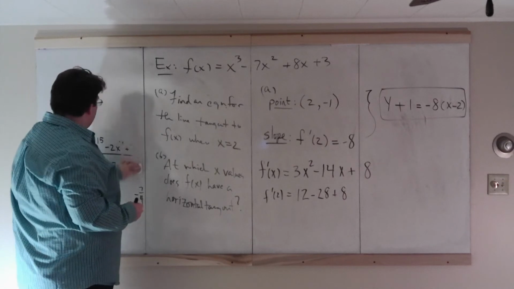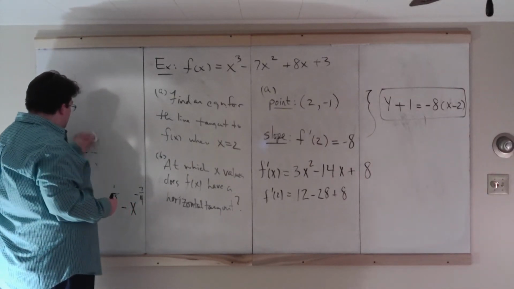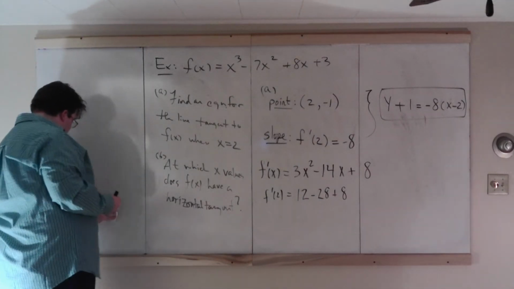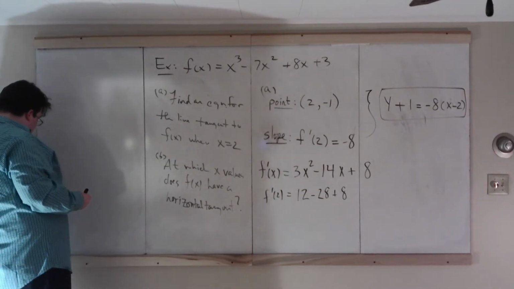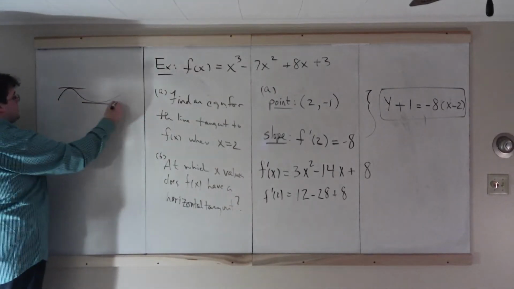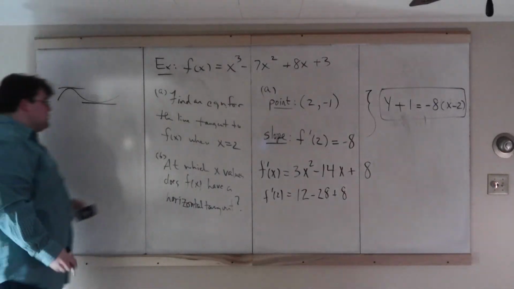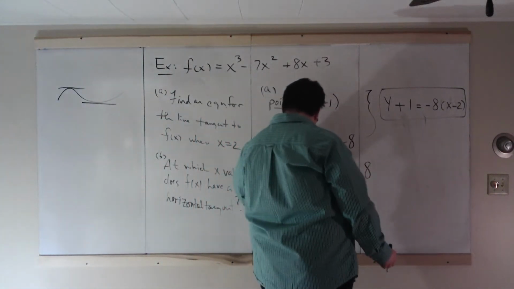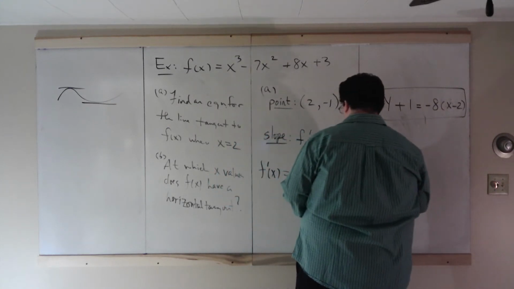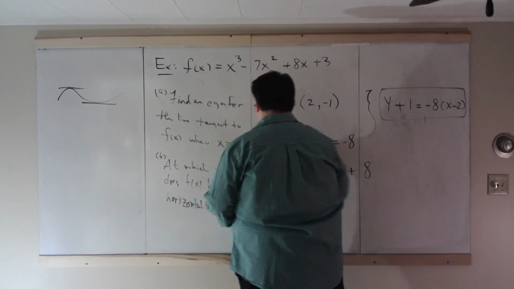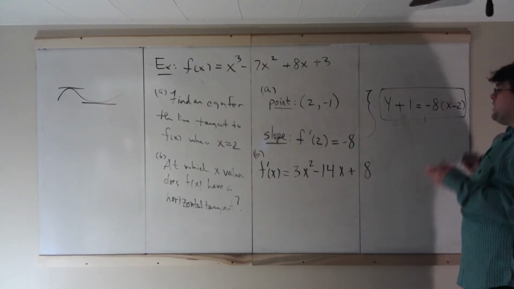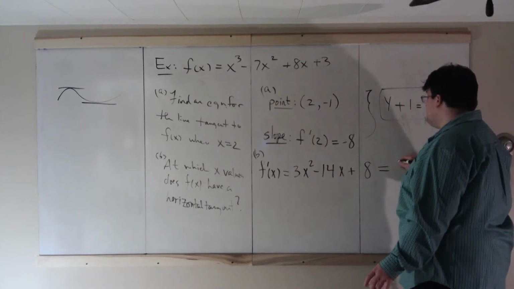Next, at which x values does the function have a horizontal tangent? Well, remember what a horizontal tangent looks like. A horizontal tangent looks like that, or it looks like that. So for part B, I'm going to be lazy. For part B, what we need is where the slope of the tangent line is 0. So we need where the derivative is 0.